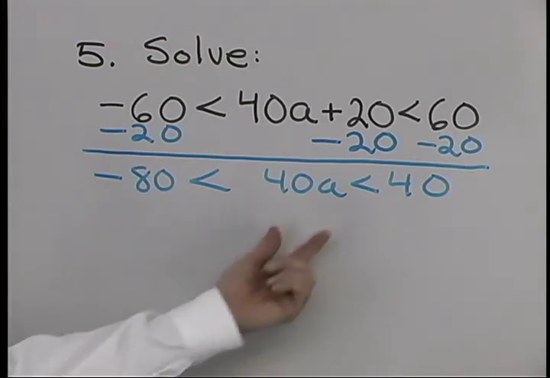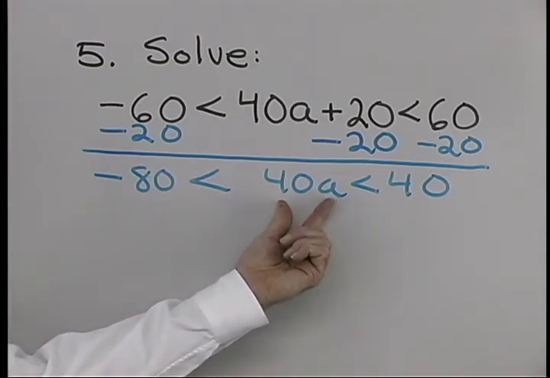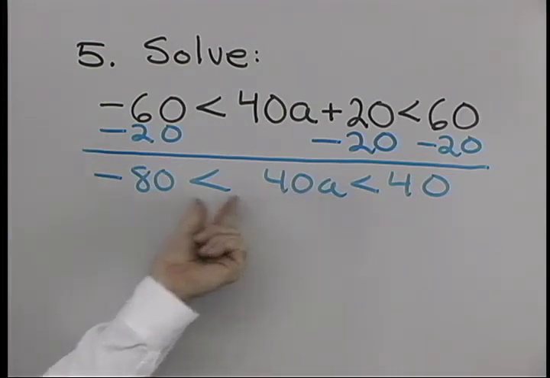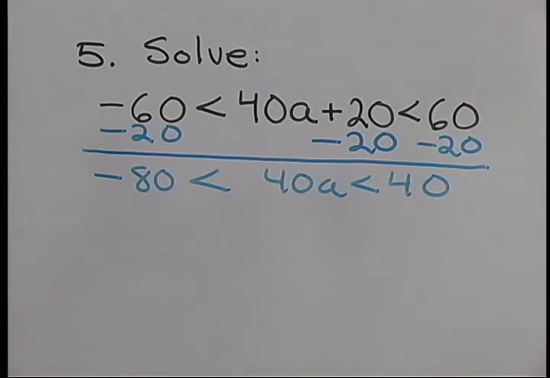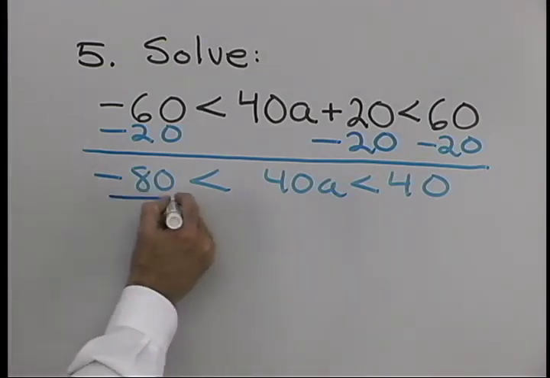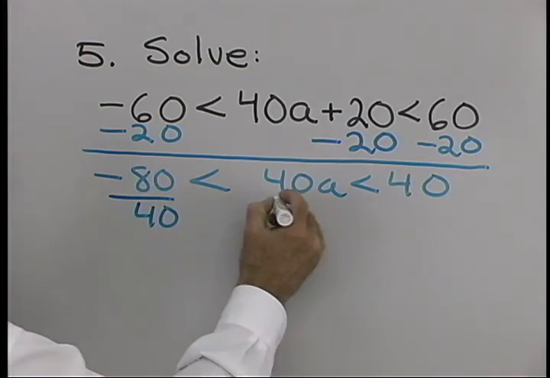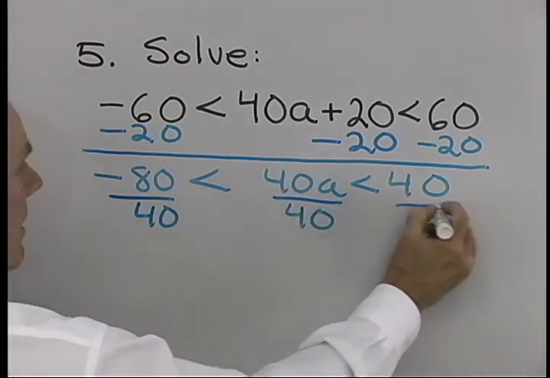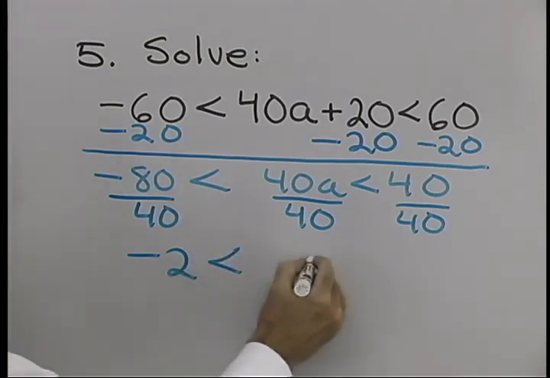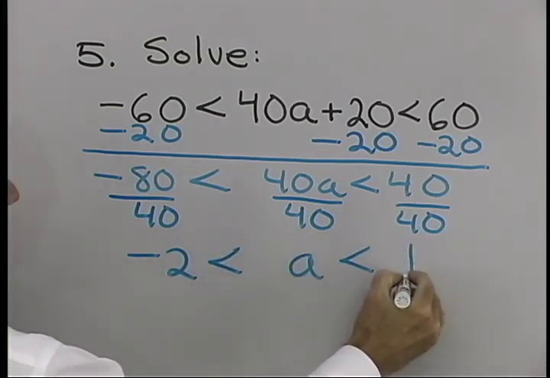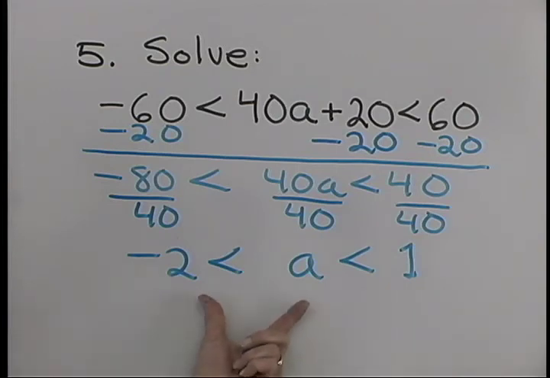I'm still trying to isolate a between the two inequality symbols, so what I'm going to do is divide all three members by +40. Now since 40 is a positive number, I don't have to worry about reversing the direction of the inequality symbols, so let's just do that. I'll divide that by 40, this by 40, and this by 40. So when I do that, I end up with -80 divided by 40, which is -2. So I have -2 less than a less than 1. Nice simple continued inequality. I'm going to draw the graph of this inequality next.